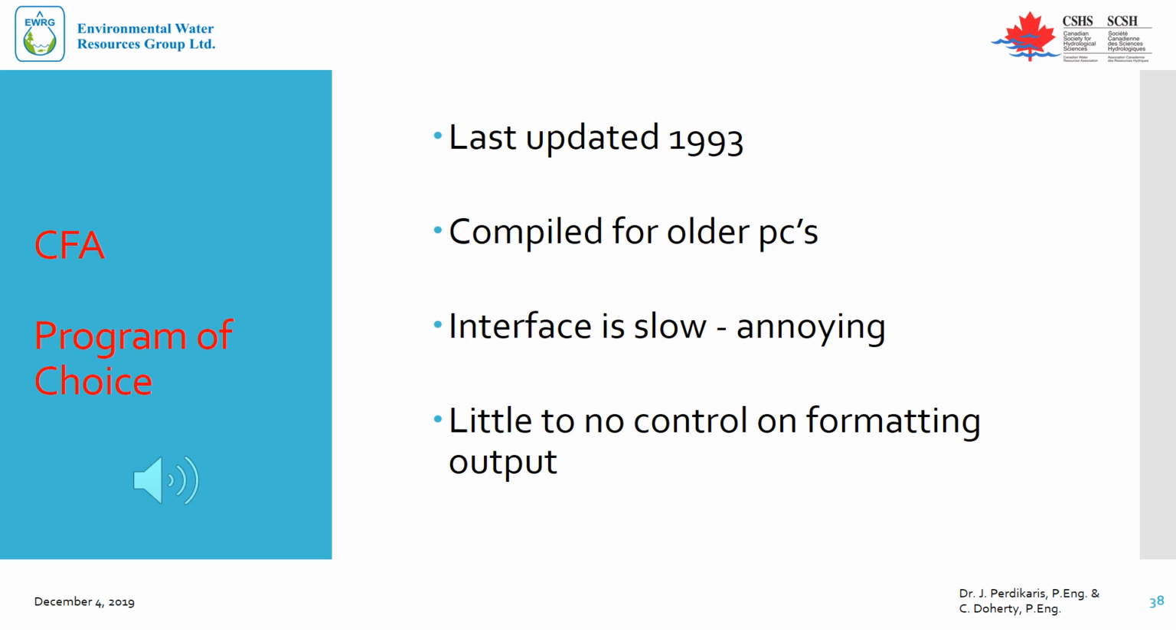Nothing seems to have been done since then, and Environment Canada really doesn't seem to want to modernize the program. The program was compiled for older PCs. It was written in Fortran 77, but since 93 we've had quite a push on computers, and 8-bit programs that were compiled have to run on a DOS emulator at the moment. The interface is slow, it's actually annoying, and we found there is little to no control on formatting of the output.